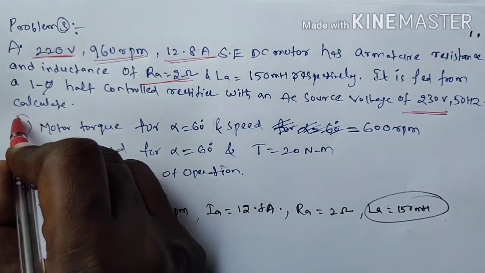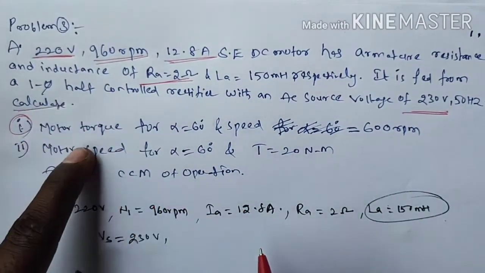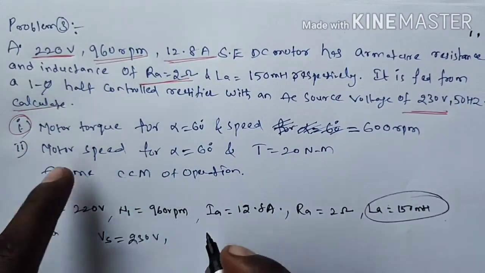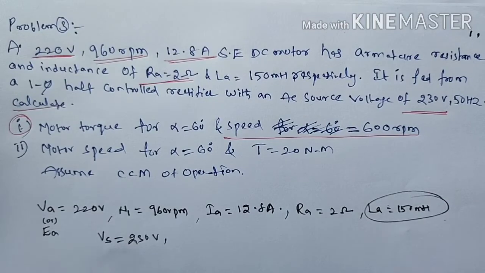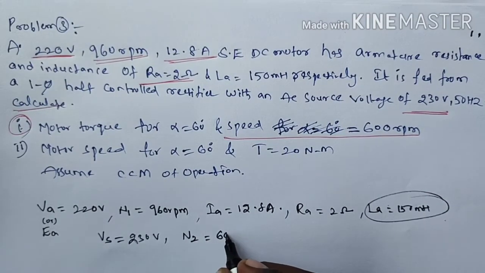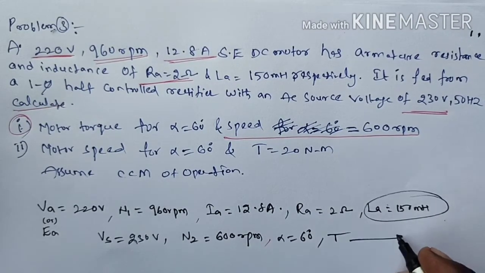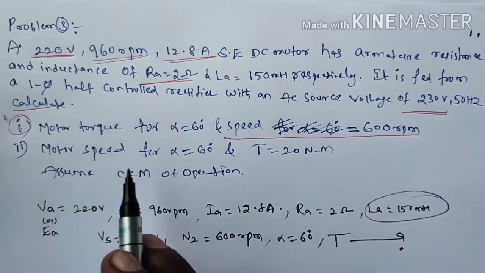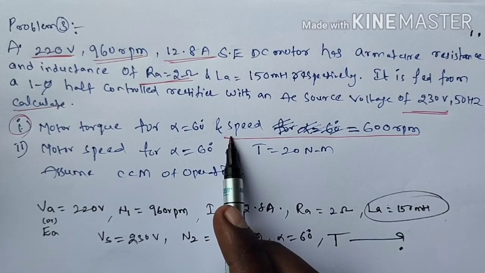And here you can see in the first problem, they are asking us to calculate the motor torque for alpha equal to 60 degrees, and the speed they have given is 600 rpm. It means N2 is equal to 600 rpm, and alpha is equal to 60 degrees. Then they are asking us to calculate the torque. It means at alpha equal to 60 degrees and a speed of 600 rpm, we have to calculate the torque.